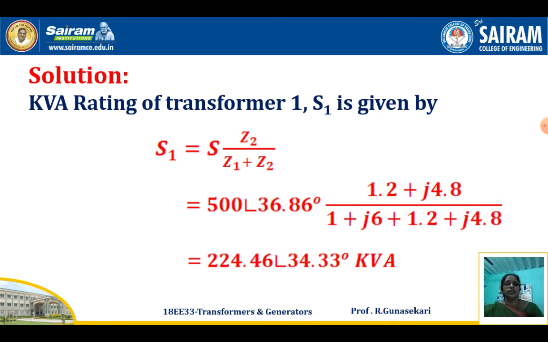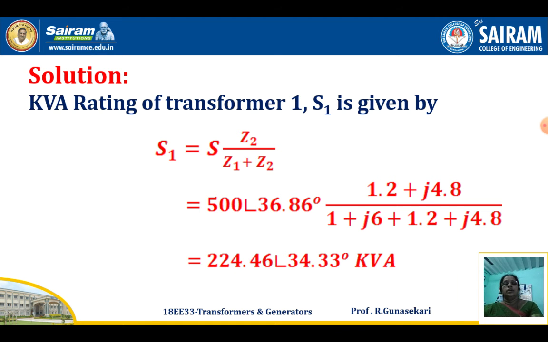Z2, which is given in the problem, is 1.2 plus j4.8. Z1 is 1 plus j6, plus Z2, 1.2 plus j4.8. After simplifying this equation, finally we get the kVA rating of transformer 1, that is S1 equal to 224.46 is the magnitude. The angle is 34.33. The unit is kVA.